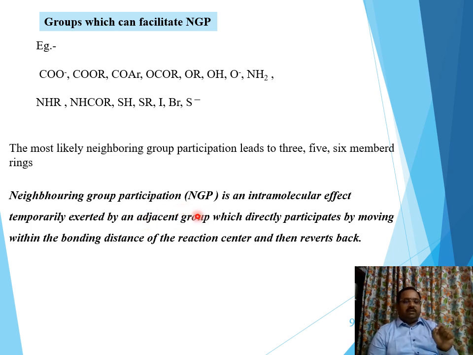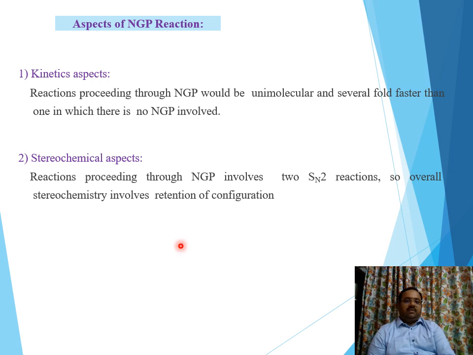So this is an intramolecular effect temporarily exerted by an adjacent group which directly participates by moving within the bonding distance. Don't forget this, that is, within the bonding distance of the reaction center, and again goes back to its original position. Okay, this is called NGP. So there are two aspects of these NGP reactions. One is the kinetic aspect and another is the stereochemical aspect.